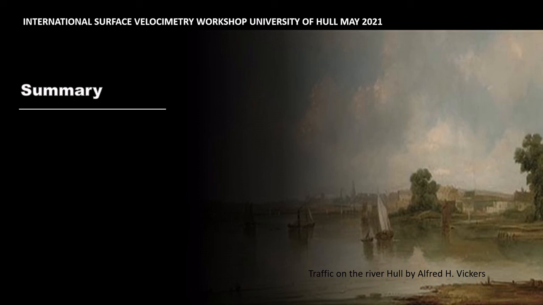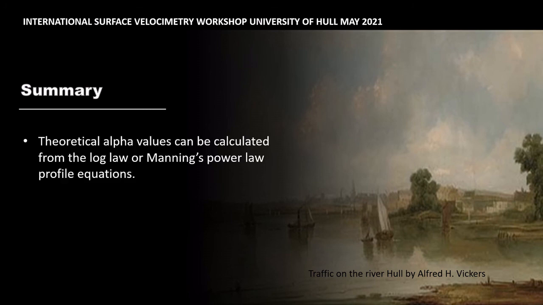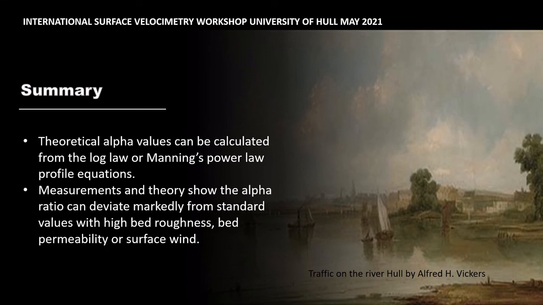We see here a river which seems to have been named in honor of the workshop that we're having. We'll just wind up now by summarizing what we found throughout the talk. We looked at the theory behind alpha values, and we found that both the theory and the measurements indicate alpha can deviate markedly from standard values when there's high bed roughness, bed permeability, or surface wind. So to answer the title of the talk, alpha's definitely not uniform, Charlie.